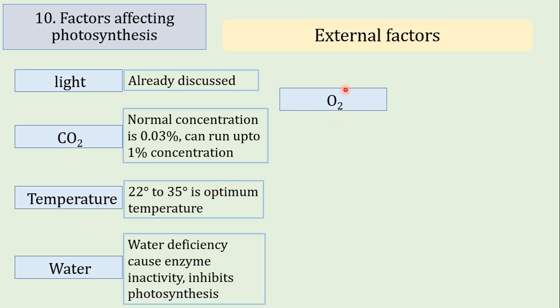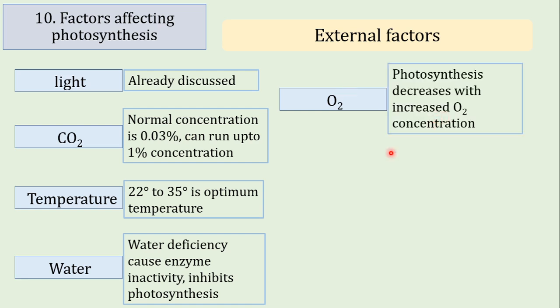We know oxygen is a byproduct. Oxygen is a byproduct of the photosynthesis reaction. So if the amount of oxygen in the atmosphere increases, then the photosynthesis rate will decrease.